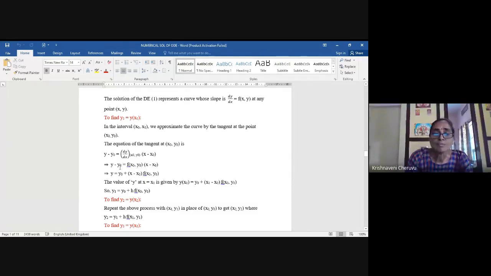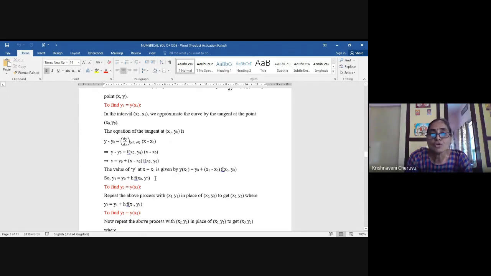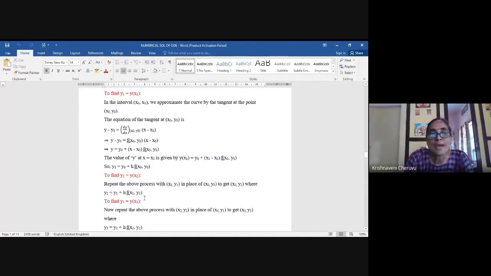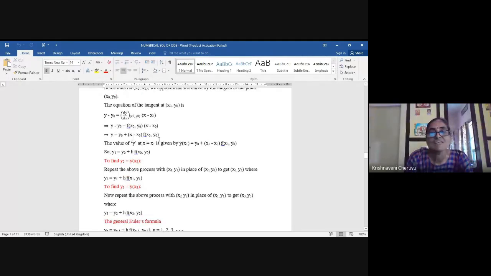So here y0 means y1 for us. So y1 plus x minus x1 f(x1, y1). Here what you have to get now? y2. y2 means y at x2. So replace x by x2. In such case, what will you get? y is equal to y1 plus x2 minus x1, f of x1, y1. See, x2 minus x1 is h, girls, f of x1, y1.